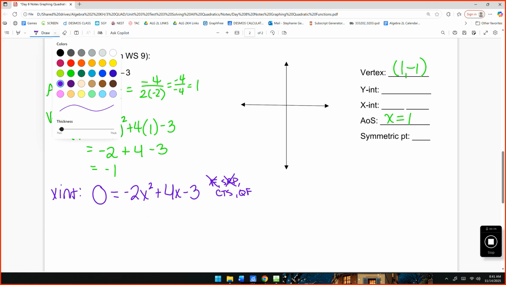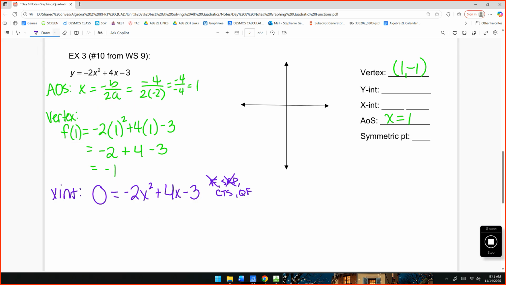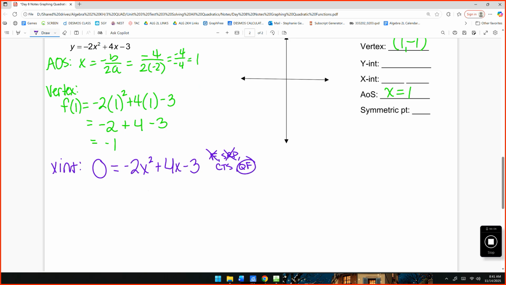I would say complete the square, but we have a negative 2 as our a value, and then an odd b, and I just don't want to deal with it. So let's do the quadratic formula. That's what I'm going to choose. So x equals negative 4 plus or minus the square root of b squared, which is 4 squared, minus 4 times a, which is negative 2, times c, which is negative 3, all over 2 times negative 2.